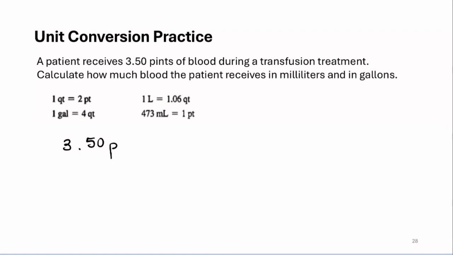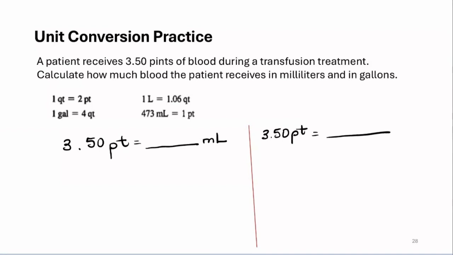3.50 pints. PT is the abbreviation for pints, and we need to convert it to milliliters. And also we need to take that same amount, 3.50 pints, and convert it to gallons. Okay.